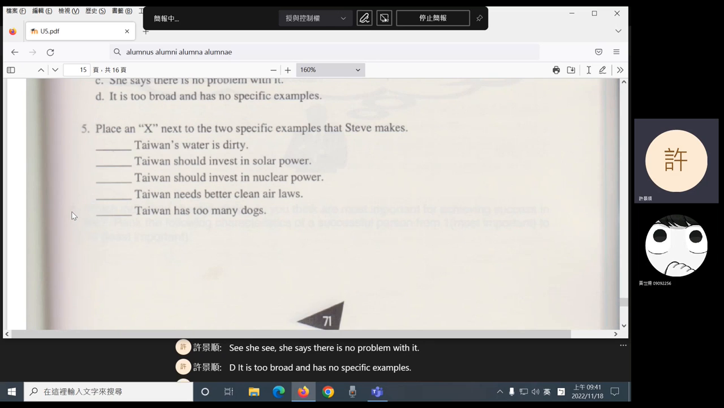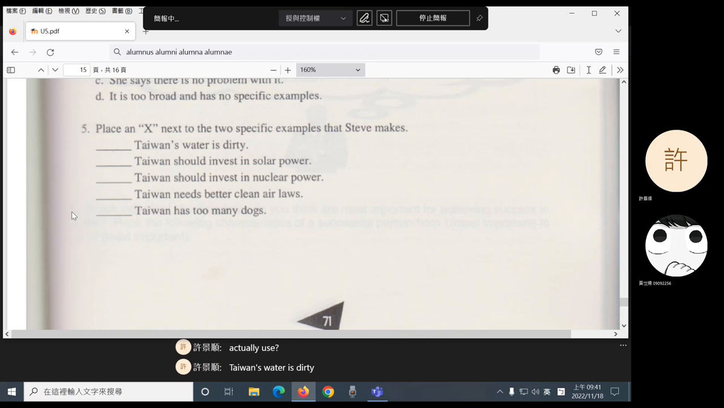Number five, place an X next to the two specific examples that Steve makes. So in other words, which of these examples does Steve actually use? Taiwan's water is dirty. Taiwan should invest in solar power, 太阳能发电. Taiwan should invest in nuclear power, 核能发电. Taiwan needs better clean air laws. Taiwan has too many dogs.